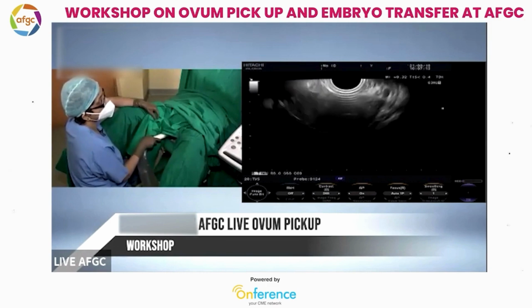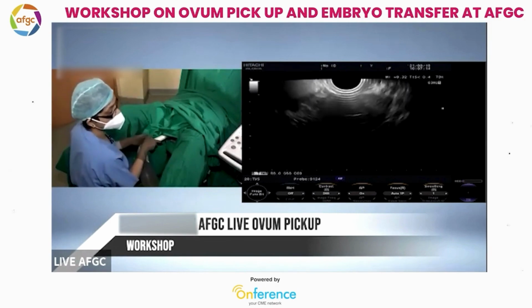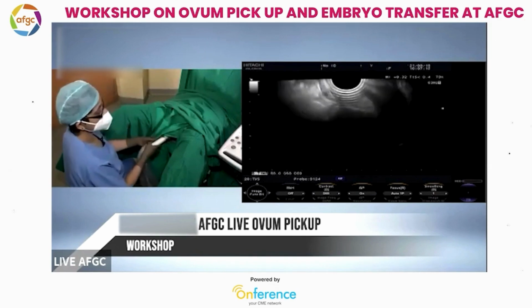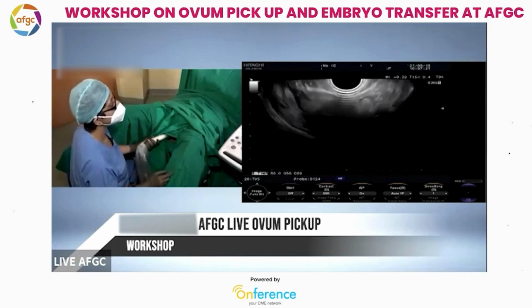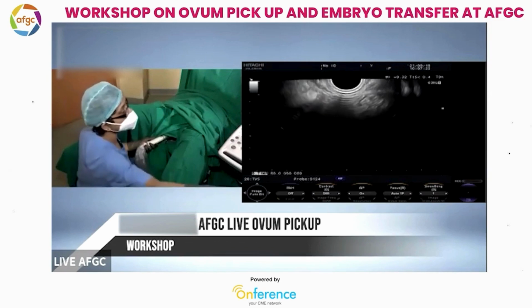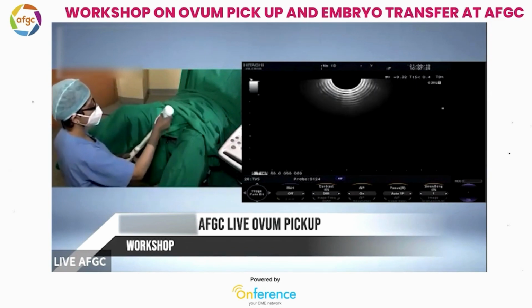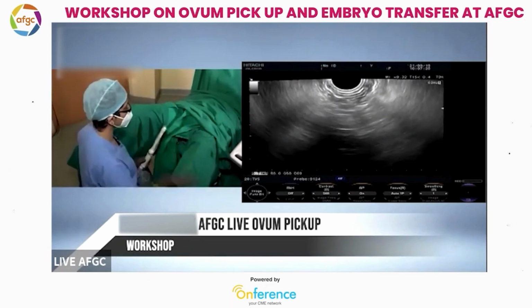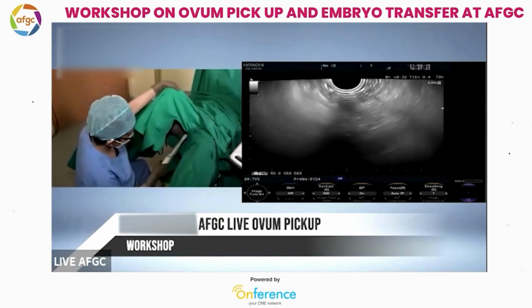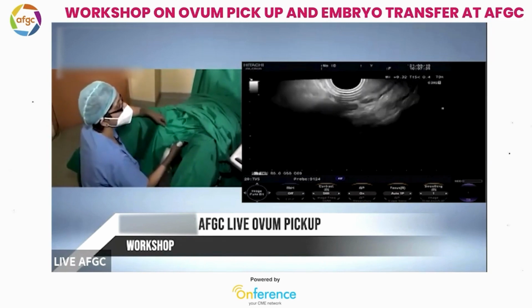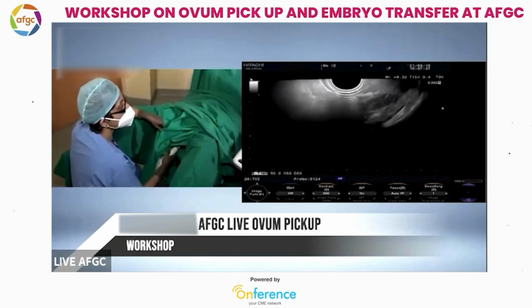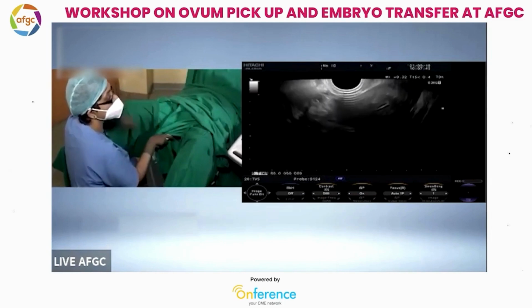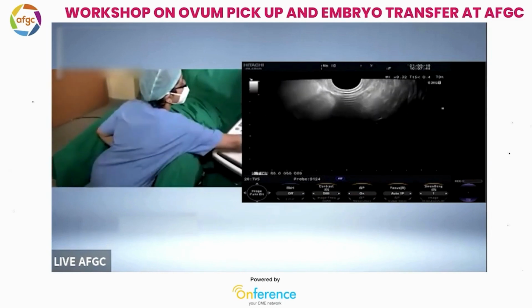So I am going through the entire scan. Can we have the jelly ones please? If your view is not as good as you feel, then you need to check your lubrication, your machine settings, and sometimes when the uterus is retroverted, you may not get as good a view as you want it to be.